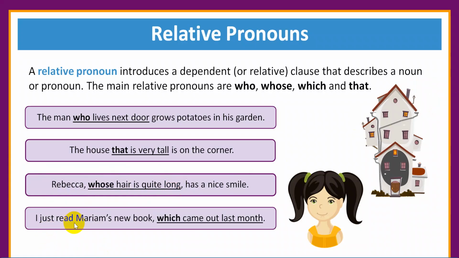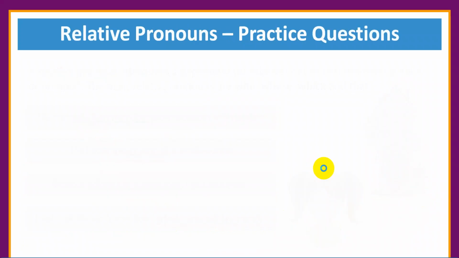Another example, I just read Mariam's new book, which came out last month. Where is the relative pronoun here? Which refers back to what? New book, or Mariam's new book. So which refers back to the new book which came out last month. So who, that, whose, and which are the relative pronouns.